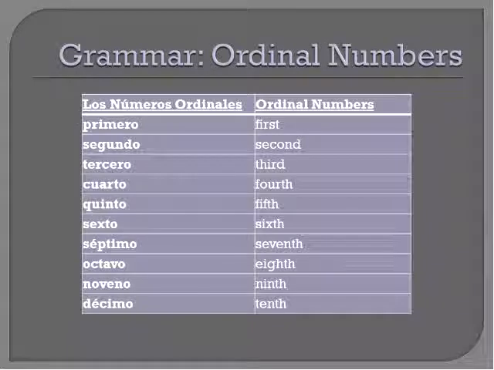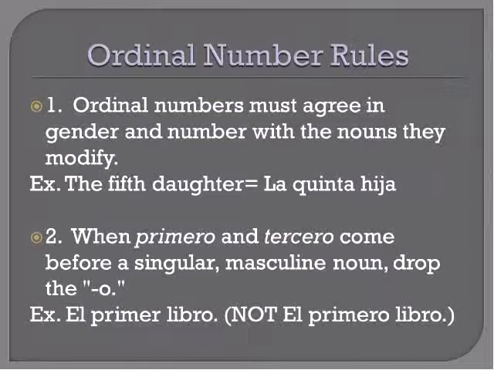we're working on comparisons. Okay? So here are our ordinal numbers. We have primero, segundo, tercero, cuarto, quinto, sexto, séptimo, octavo, noveno, décimo. So these are ordinal numbers, what we're talking about. This is part of vocabulary as well, with grammar, because you have to remember these rules, okay? They have to agree with gender and number.